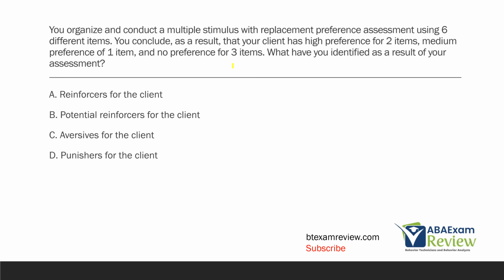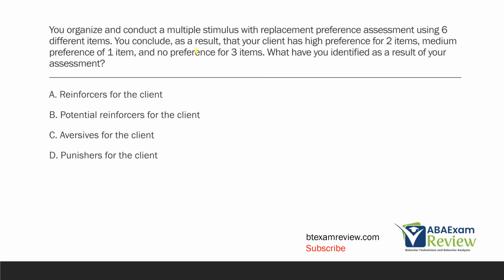You organize and conduct a multiple stimulus with replacement preference assessment using 6 different items. You conclude as a result that your client has high preference for 2 items, medium preference of 1 item, and no preference for 3 items. What have you identified as a result of your assessment?